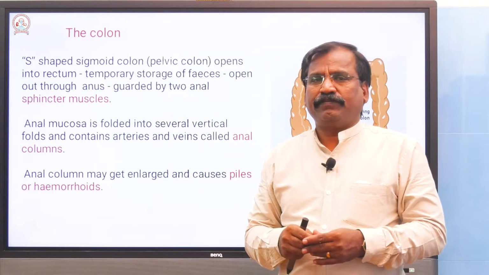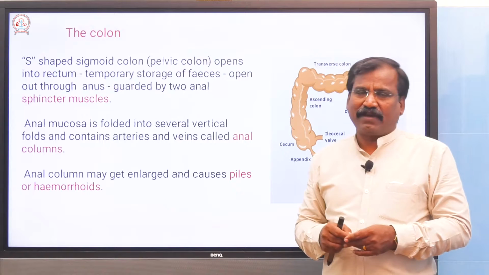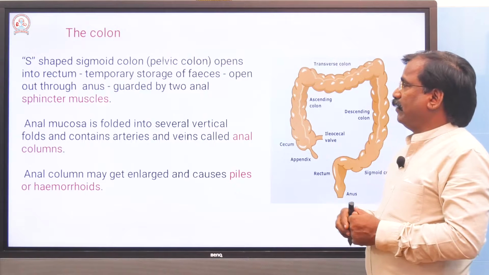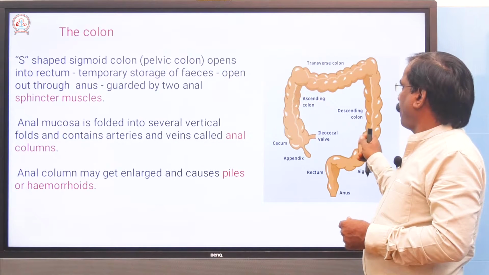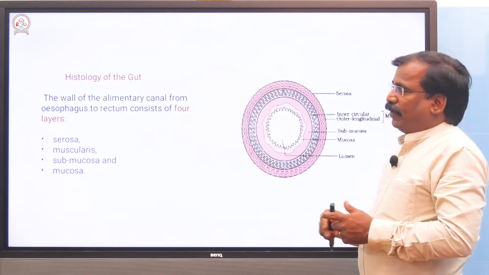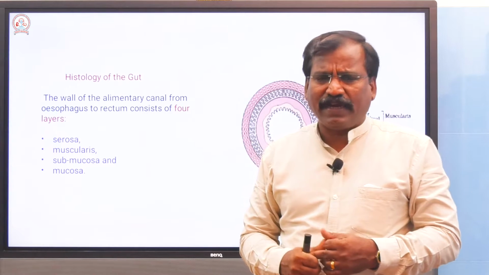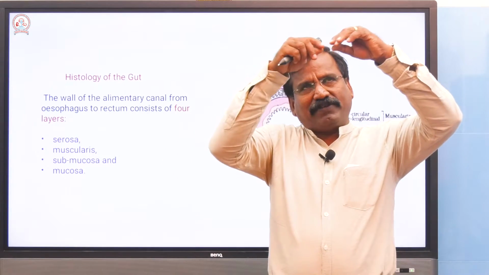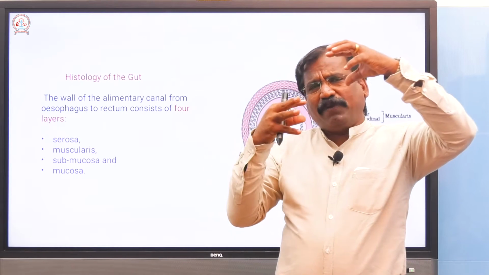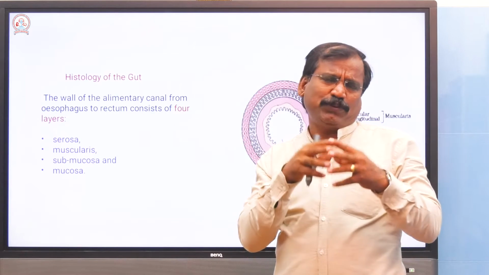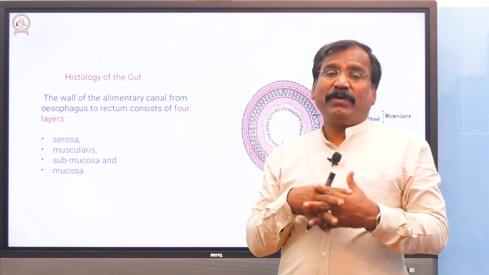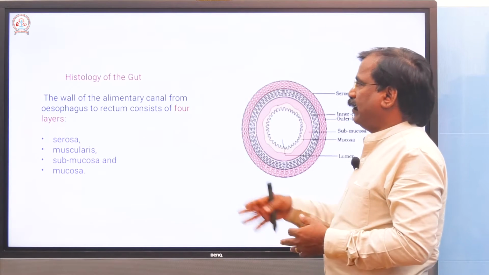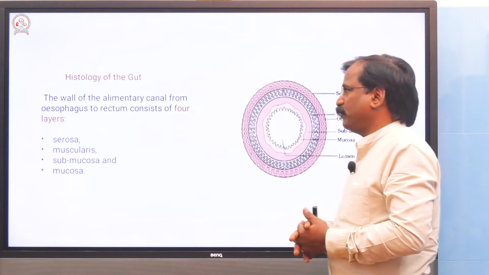The alimentary canal, or gastrointestinal tract, from mouth to anus, we have discussed. Then next is the histology of the gut. We have described the path from mouth to anus; how it is made up of tissues, what the nature is, and how the tissues are arranged, that is histology. The histology of the gut is a separate 5 marks question.